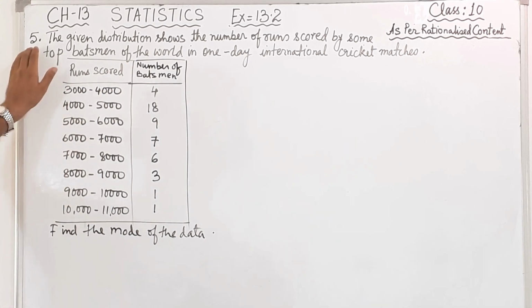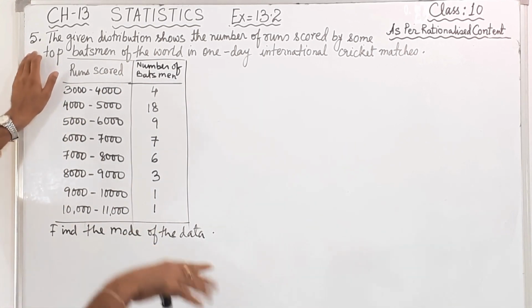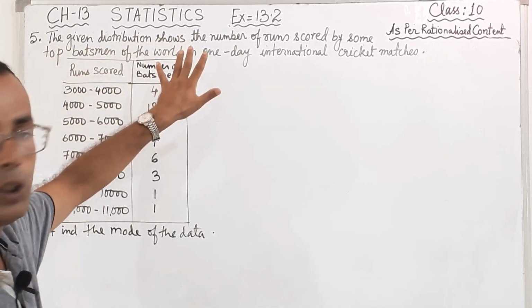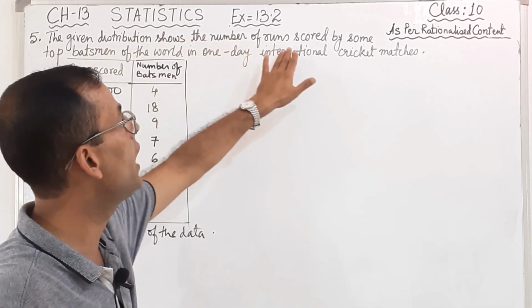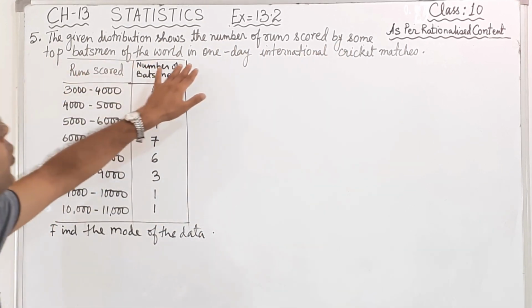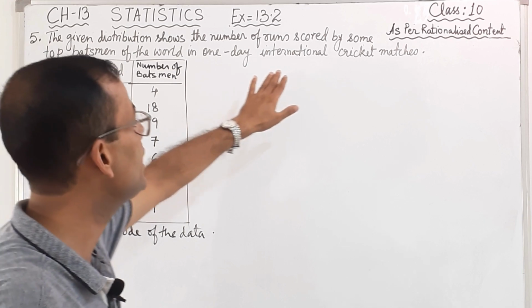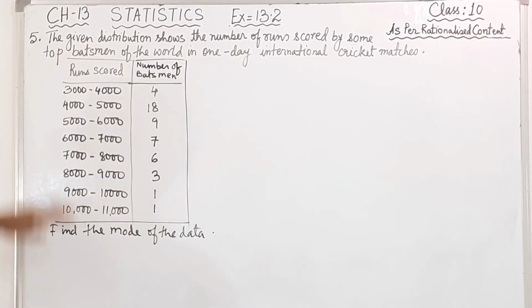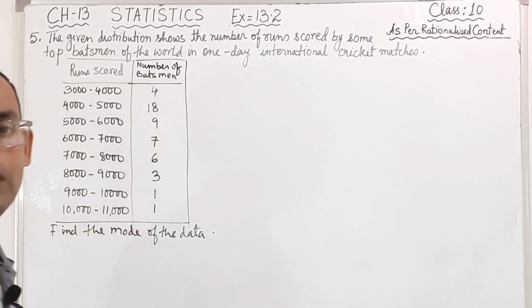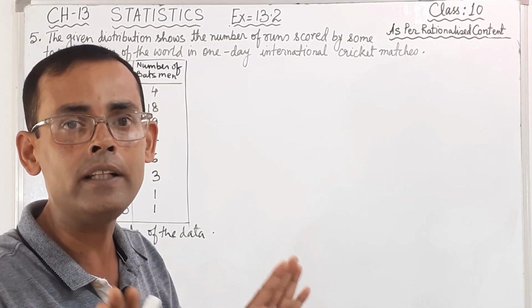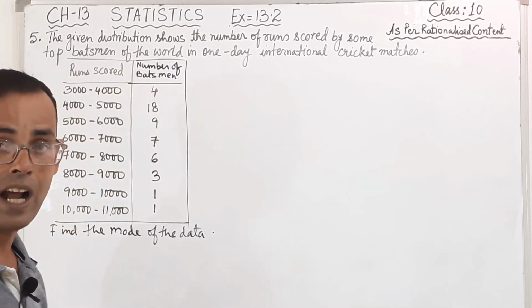Now today we are going to solve question number 5. So let us see what they are asking us in the question. The given distribution shows the number of runs scored by some top batsmen of the world in one-day international cricket matches. The data is given in a tabular form. Then they are telling us to find the mode of the data. That means they are telling us to find out only the mode. So let us start solving.